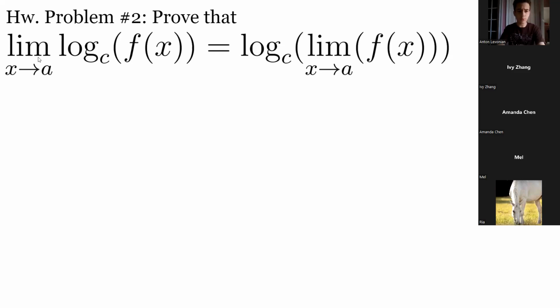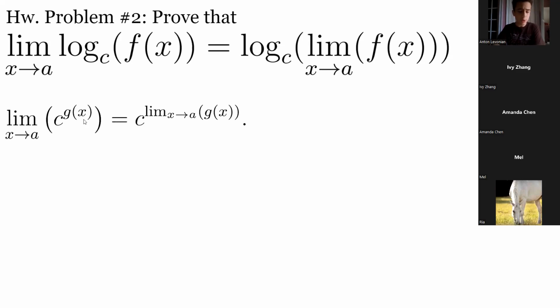So the question asked to prove that the limit as x approaches a of the log base any constant of any function, where the limit is defined, of course, is equal to the log base that same constant of the limit as x approaches a of f of x. And one of the properties that I already talked about in the previous class was the property right here, that the limit as x approaches a of a constant raised to a function is equal to that same constant raised to the limit of that function.